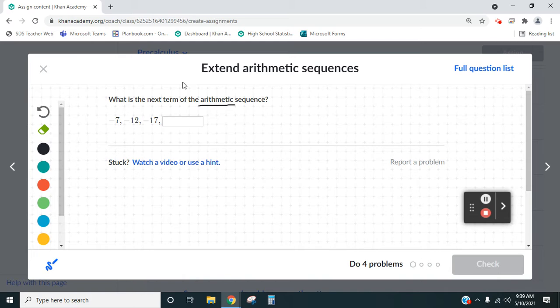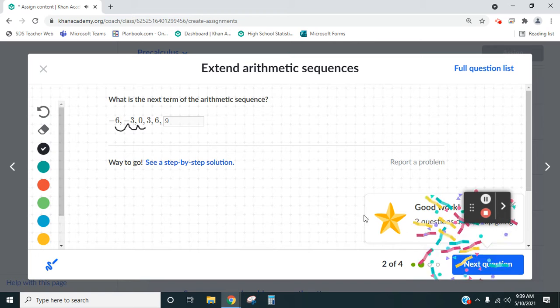Okay. Anyway, what's the next term of the arithmetic sequence? Tell me what's the pattern. What's happening? Is it actually going up by 5 though? Aha. Right. So what would the next number be? Here we go. This one. Okay. So easy peasy, right?